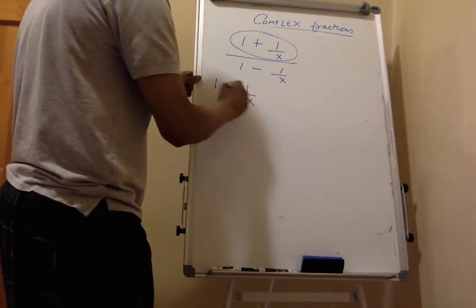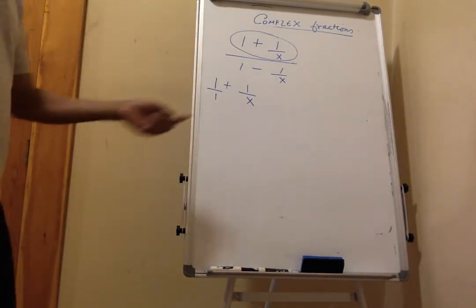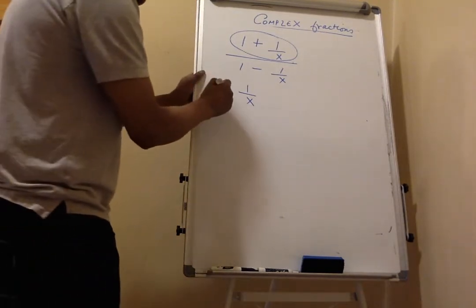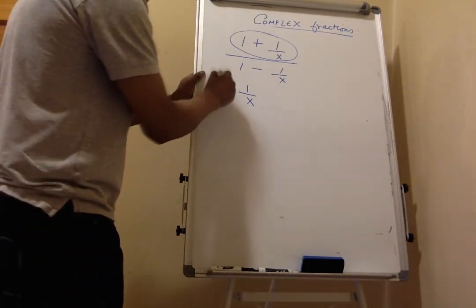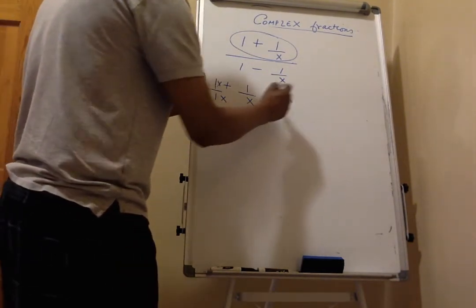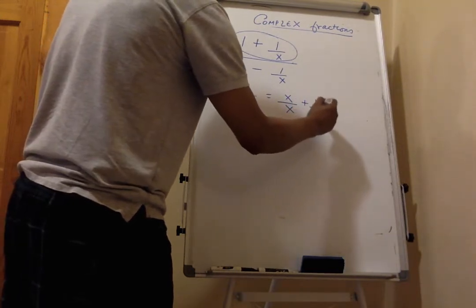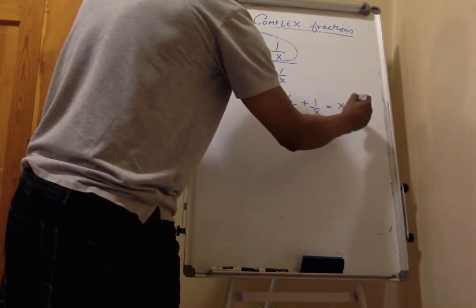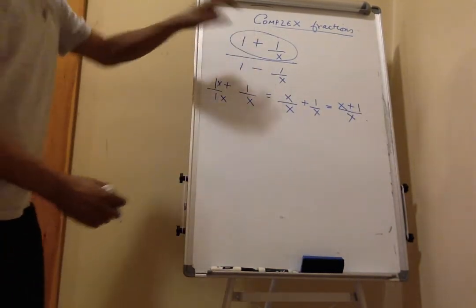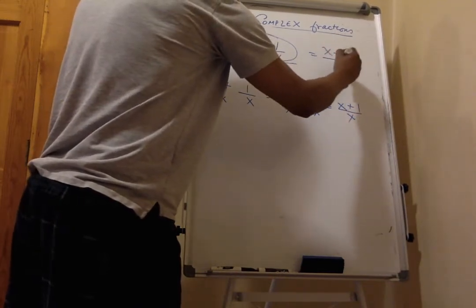1 plus 1 over x. This is 1 over 1. Find the least common denominator. This one has x, this one does not have x. So this is quite easy. Just multiply by this. So 1 times x is x over x plus 1 over x, which gives us x plus 1 over x. So this means x plus 1 over x.